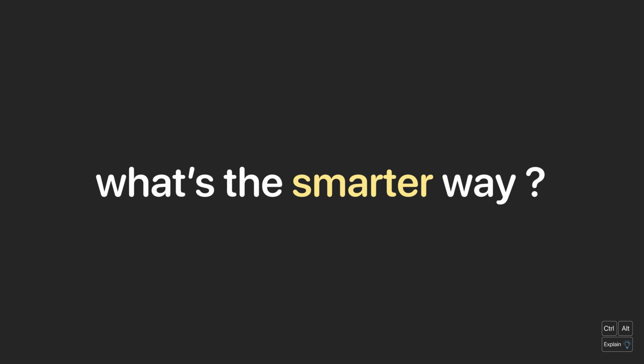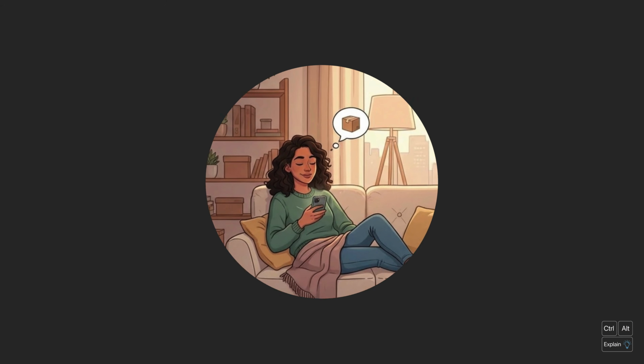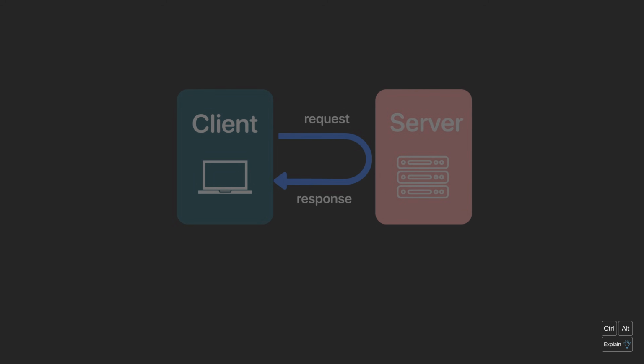So, what's the smarter way? You can simply give the delivery company your address and phone number and say, "Please send me a notification when the package arrives." This is exactly what a webhook is. A webhook is an automated message sent from one app to another when a specific event happens. Instead of your app pulling data, the service pushes the data to your app in real time.